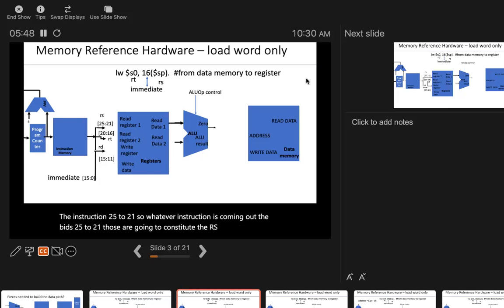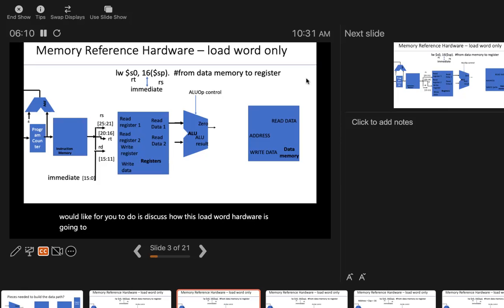RD is, I guess, in this case, 15 to 11. I don't know whether you would require RD or not. Do you see RD in load word? No, perhaps we don't require it. And 16 there is your immediate value, which is 15 down to 0. What I would like for you to do is discuss how this load word hardware is going to function.